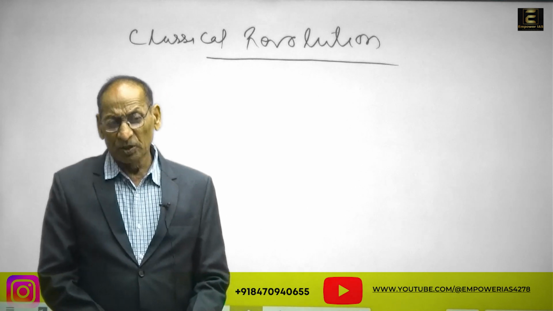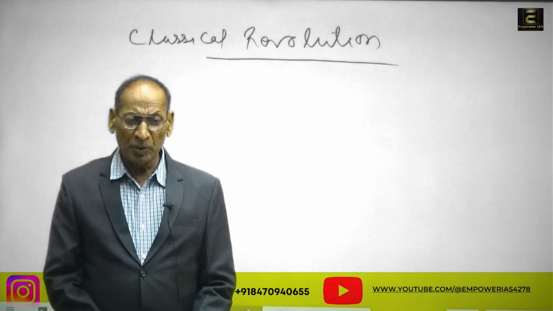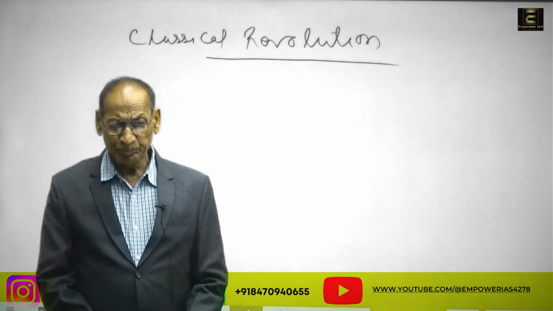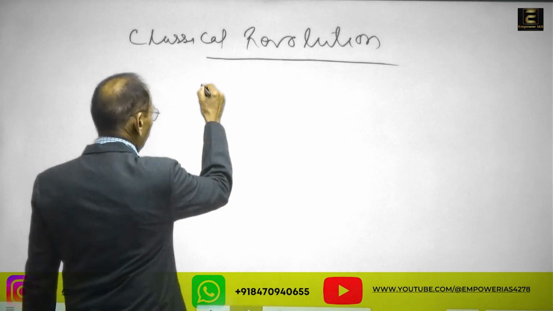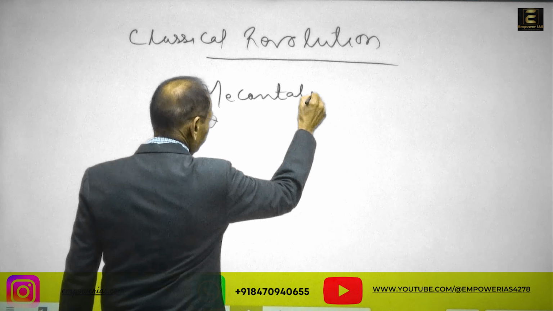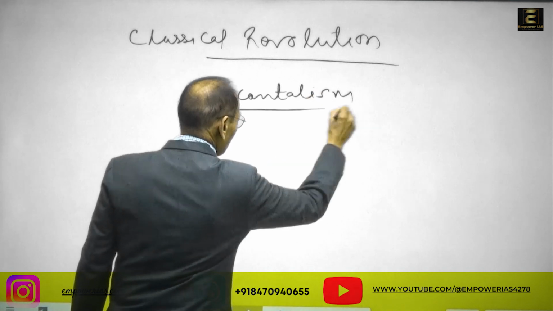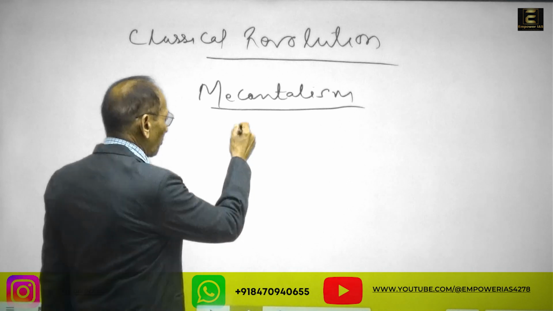Classical economists came after the classical revolution. The revolution against what? This is a revolution against mercantilism. What is mercantilism? Mercantilism is based on the idea of Bullionism.